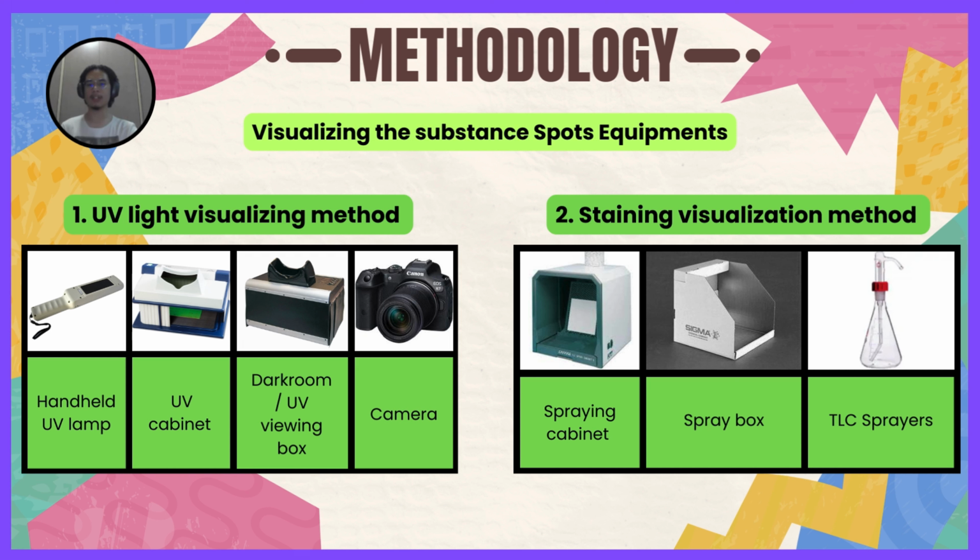Spraying cabinets apply chemical reagents to the TLC plate, creating visible spots or color changes, while iodine vapors can make organic compounds appear brown or yellow when exposed to the TLC plate. Spray box sprays, as I said, the device's name, spray the developed TLC plate with the visualizing reagent, producing color spots or changes in the background. Next, TLC sprays move the sample components to different positions on the plate based on their affinity for the stationary phase and the mobile phase.